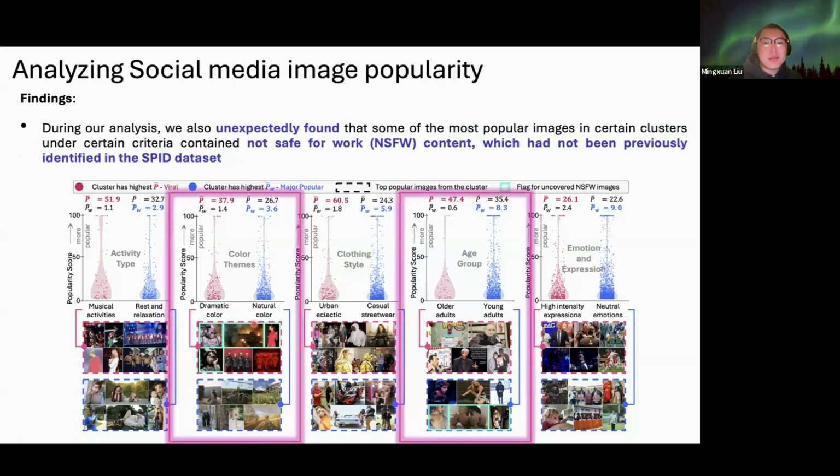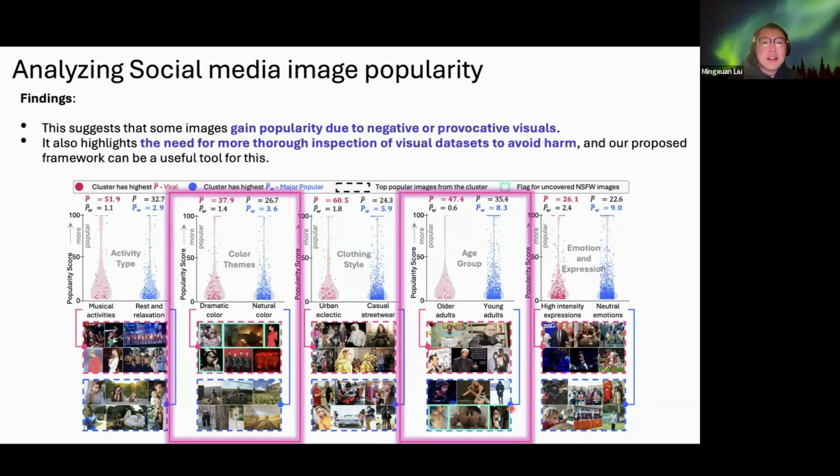And beyond that, surprisingly, we actually found some not-safe-for-work content from this data set that has never been discussed before. For example, based on color themes, we found that in the dramatic color cluster, the top popular images actually contain some violent or even bloody visual content that attracts attention. That's why they gain popularity. And we also found that the top popular images from the cluster of young idols under age group contain a little bit of sexual content.